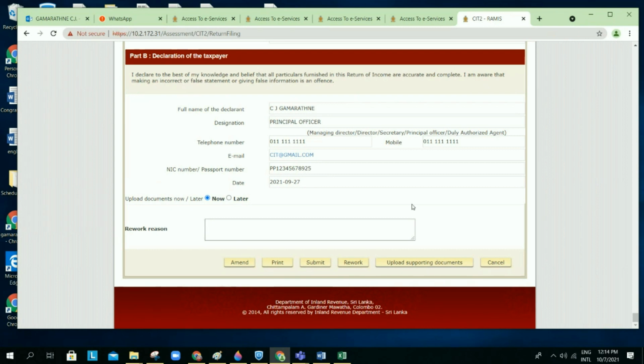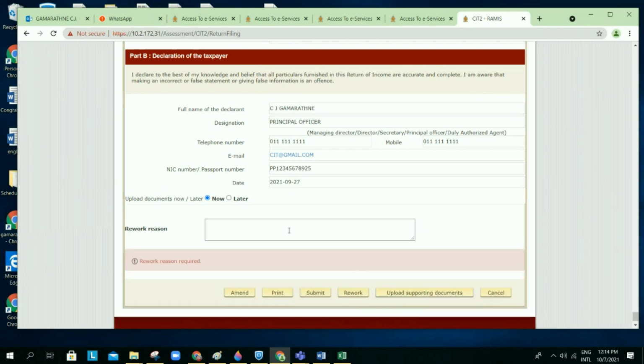And if you need to send it back for rework to your preparer or your tax agent, right, you can click on this and add a reason for rework. You have to enter the reason, what things you need them to refer to for the rework, right? And if you need to upload a supporting document, you can click the supporting document upload button, and you can see the documents already uploaded by the preparer or tax agent, and what new things you need to upload, right?